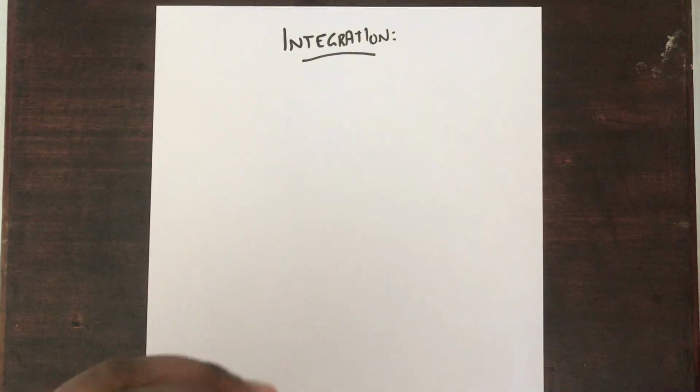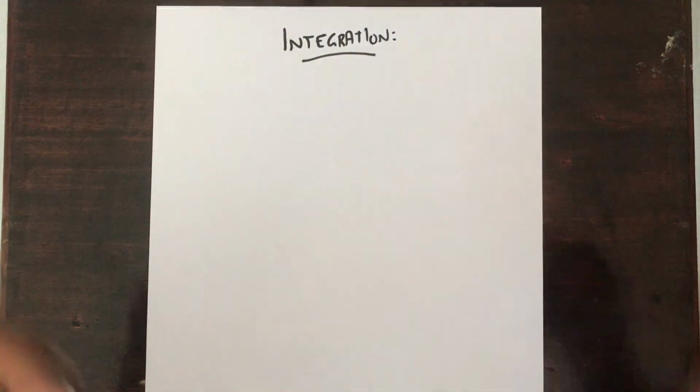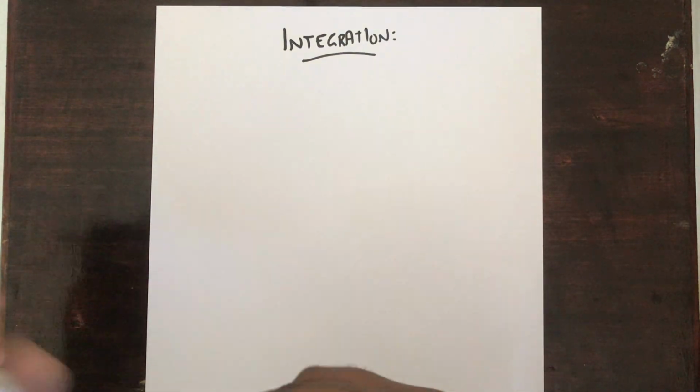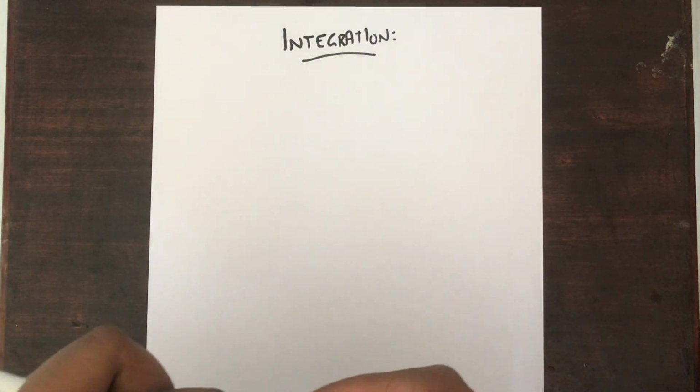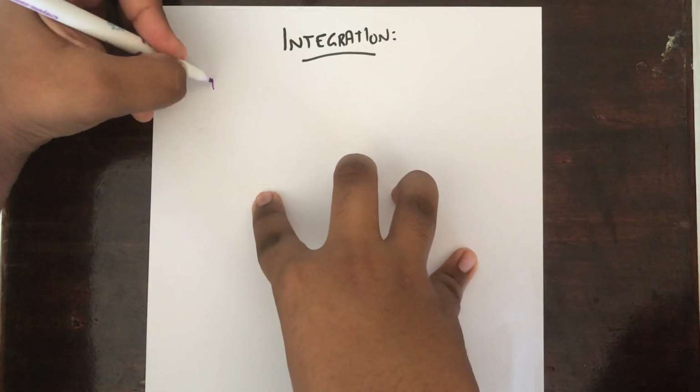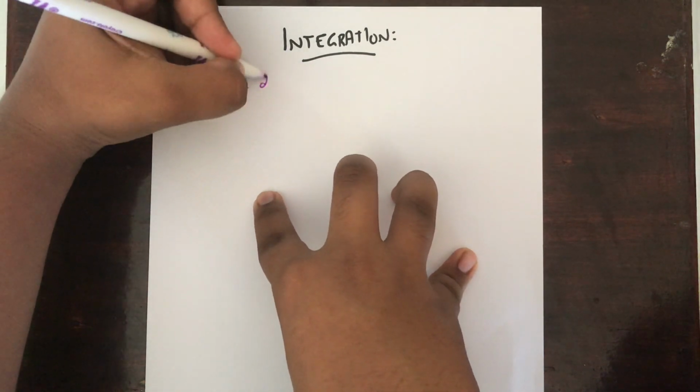Now we'll be looking at the second aspect of calculus. Previously you learned that if you differentiate something, you get the slope or the gradient at that point. Now we're going to be integrating it. What integration means is reverse differentiation.